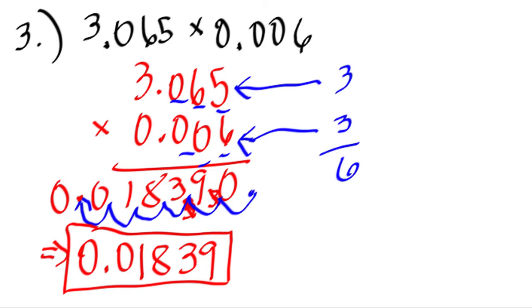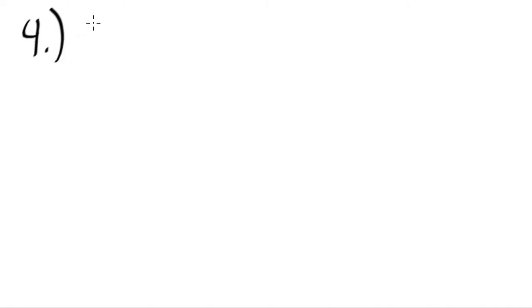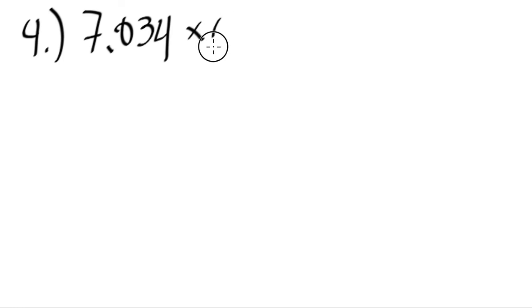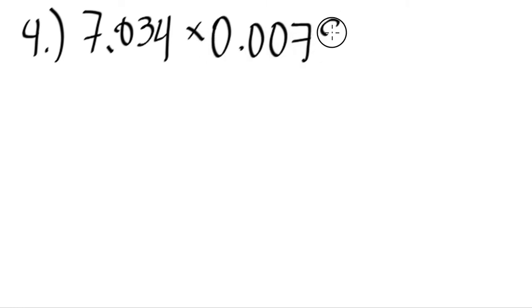Okay, another example. Let's give it another shot. This is example number 4 already: 7.034 times 0.0079. Maybe you can pause the video and try this out by yourself. Okay, so let's try to answer that. Let's write this first vertically.